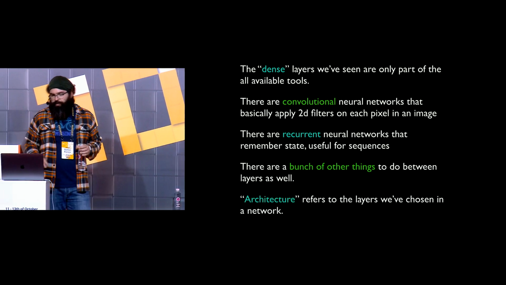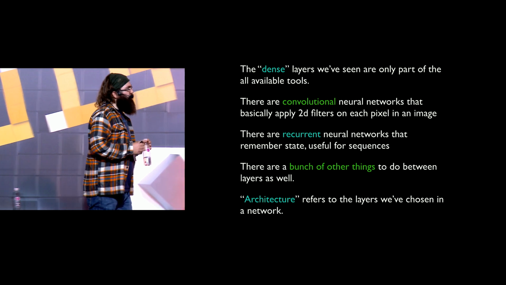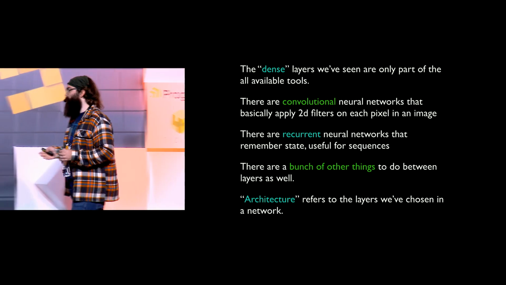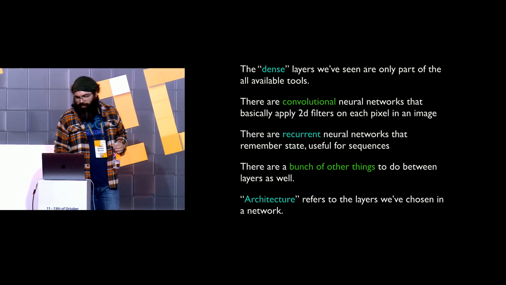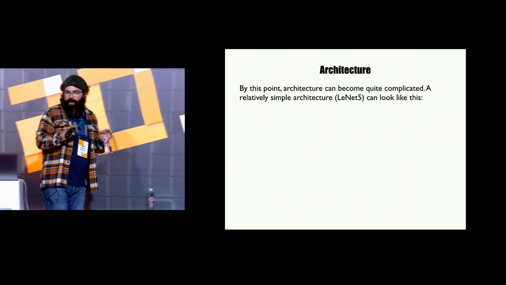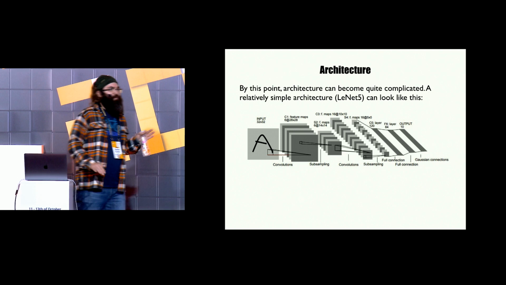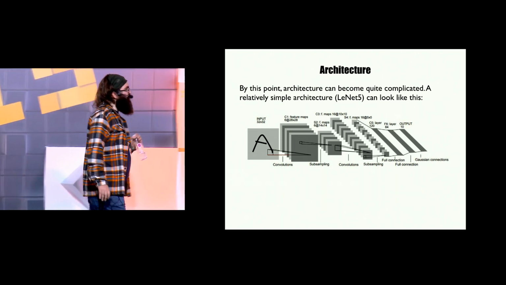And that's referred to as architecture. So in the neural network we've seen so far, the architecture had 2 hidden layers, each with 4 neurons, or something like that. And this is where it gets really interesting. Now, architectures can be pretty complicated. So here's a picture of a fairly straightforward architecture, the LeNet5 neural network.